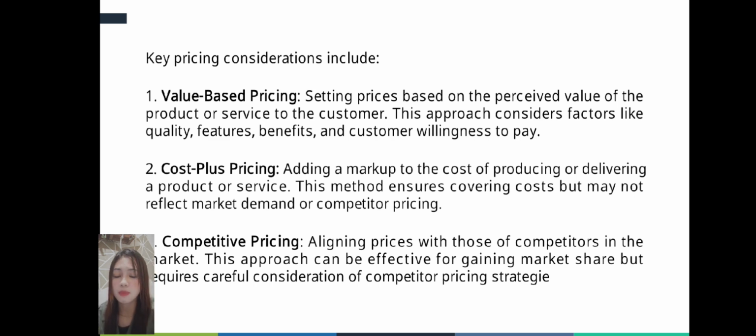And number three is competitive pricing. So aligning prices with those of the competitors in the market, this approach can be effective for gaining market share but requires careful consideration of competitor pricing strategies. So competitive pricing is like a strategy for staying ahead in the market.